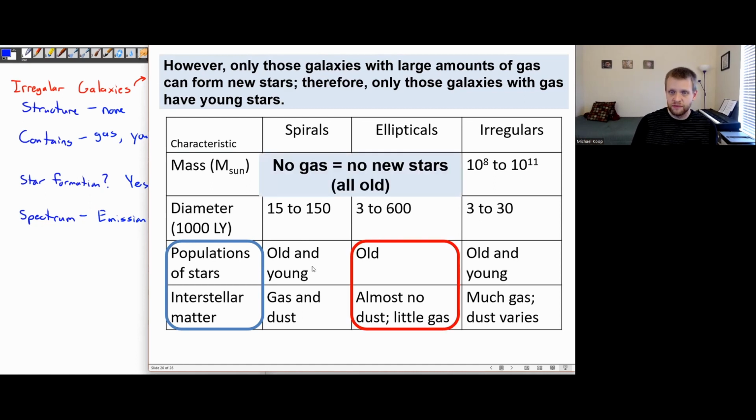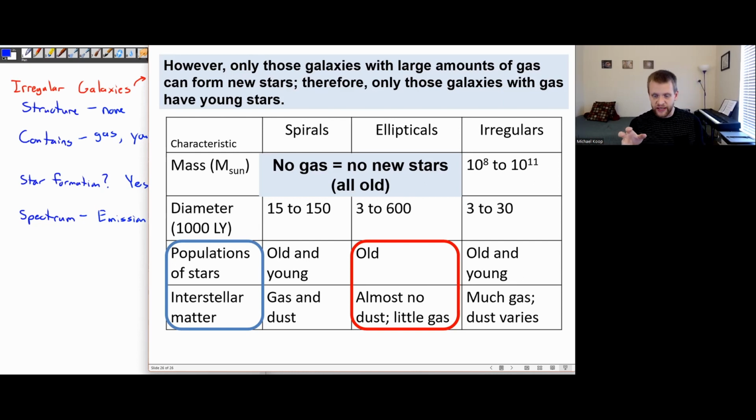If it has gas, it's probably going to have young stars as well, because there's something to make those stars out of. If there isn't any gas, what are you going to make that new star out of if there aren't any of these giant molecular clouds to start with? So if there's no gas, there's not going to be any new stars, all old. But if there is gas, you're going to get both old and young stars.